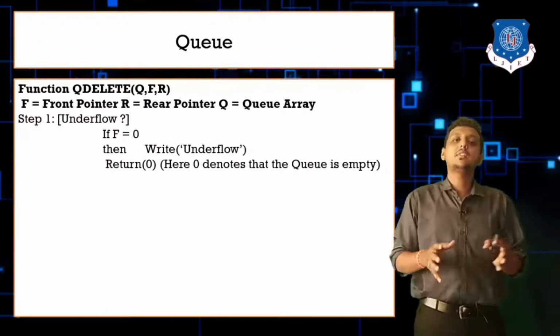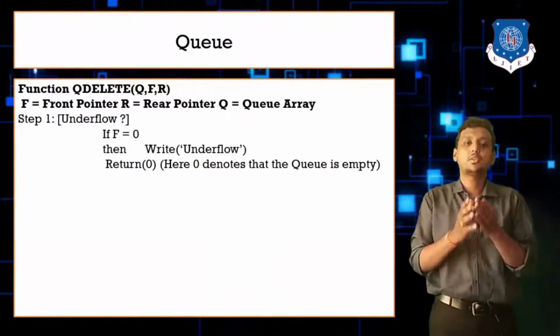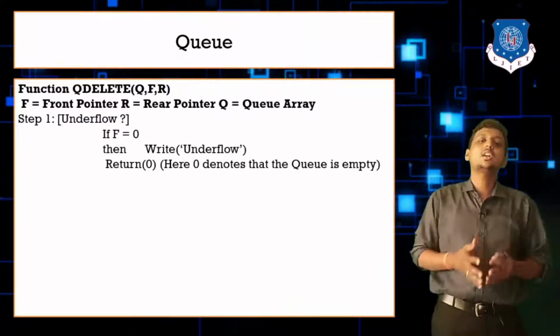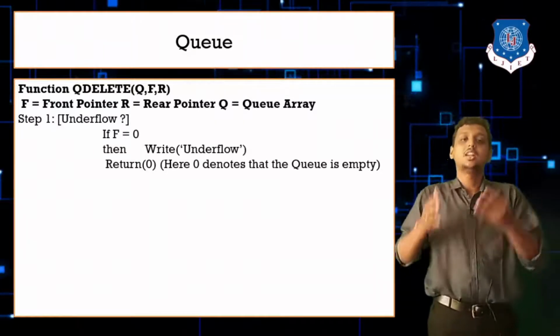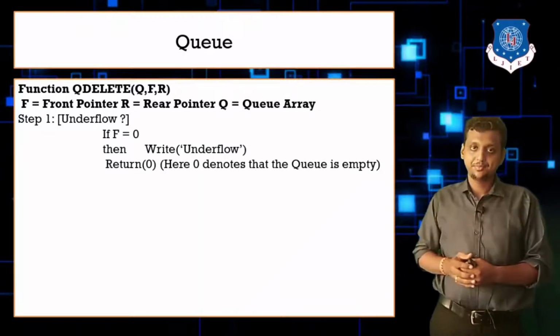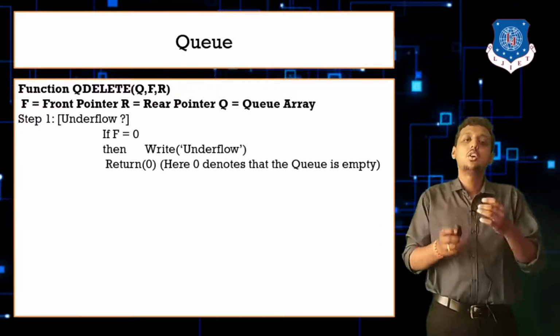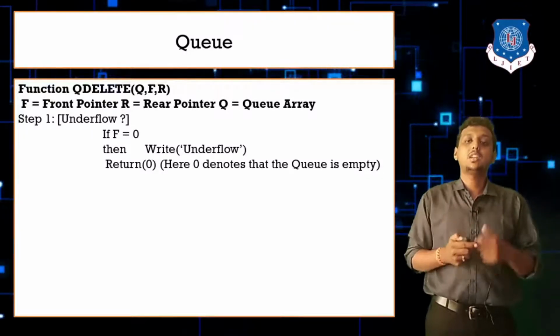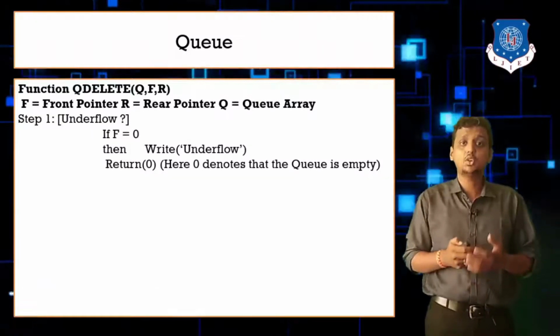But for better understanding of the front and rear pointers, what we are going to consider is that the front is used for deletion. That's why I'm taking front over here. Okay. Now, if f is equal to 0, then just write underflow. Now, the next step is, if it's not like that, then what to do?